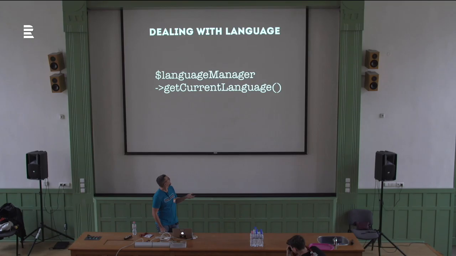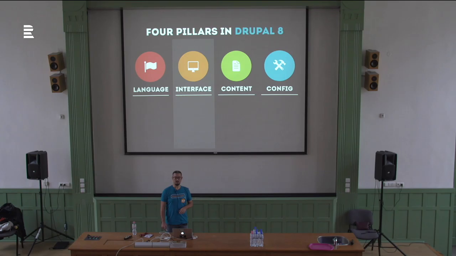And from the APIs, you would have this language manager get current language for getting the language that is actually negotiated, so you don't really need to know the language negotiation settings. You only need to get the current language, and you know which language you are going to use. And this will return the language object. So this is about the language module. The next one is the interface module.